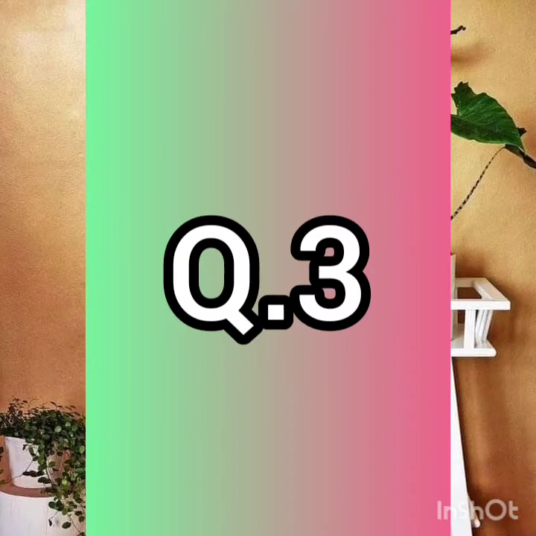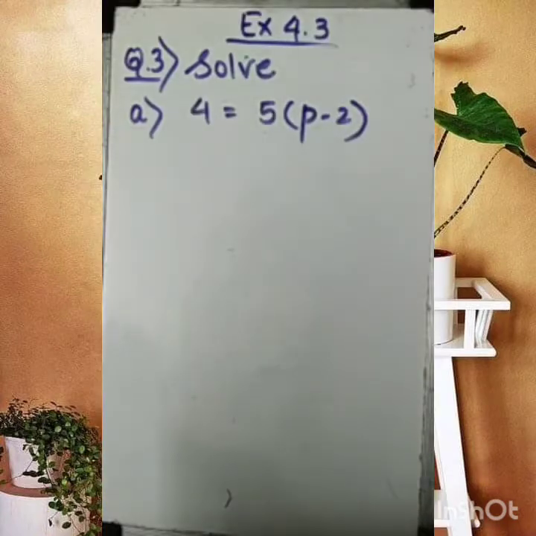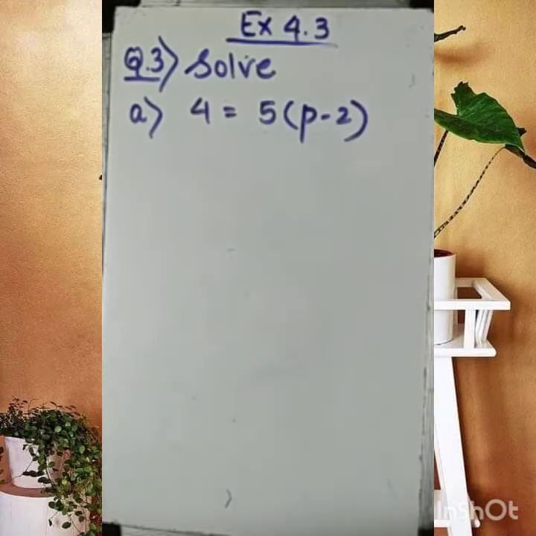So my dear students, question number 3 in the book says, solve the following equations. Very easy. Once you try to understand each and every question, you will find them quite interesting, with some new techniques and methods which we have to apply to solve this type of linear equation, which we are going to learn right now. In the first one we are given 4 = 5(p - 2). I'm repeating how to read the equation: 4 = 5(p - 2).